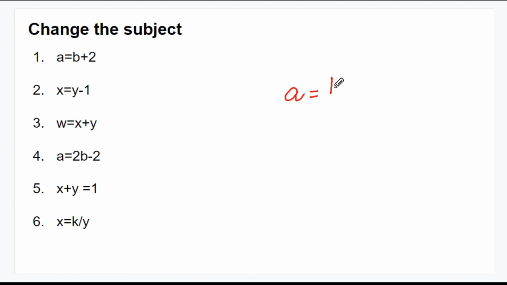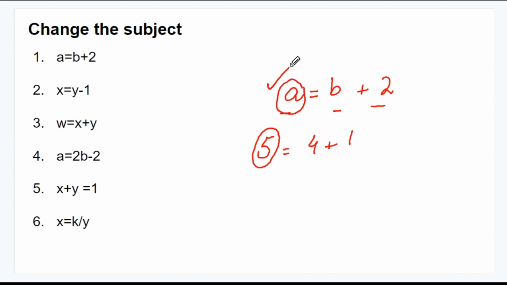For example, if I am writing A equals B plus 2, can you tell me what is the subject in this equation? The subject is what you are talking about. We are talking about A over here. We are saying A is equal to B plus 2, right? You don't say that B plus 2 is equal to A. For example, if 5 equals 4 plus 1, what do we usually say? We usually say that 5 is equal to 4 plus 1. You are talking about 5 over here, and about A over here. So that's why A is the subject of your equation, and 5 is the subject of your equation.